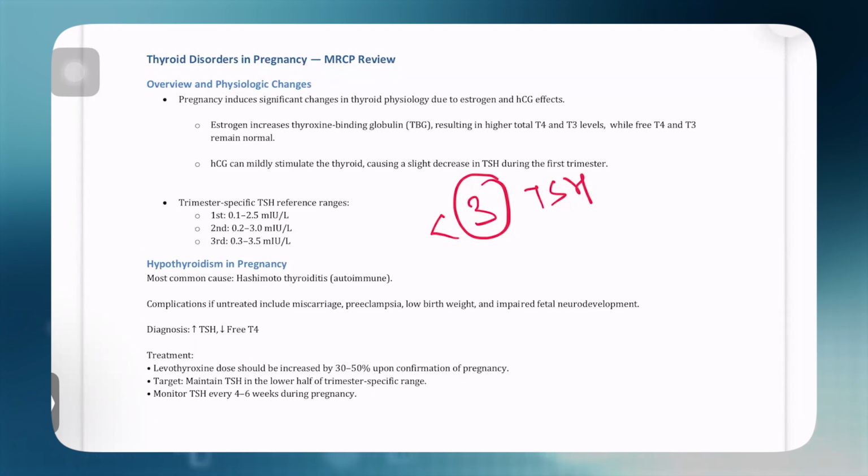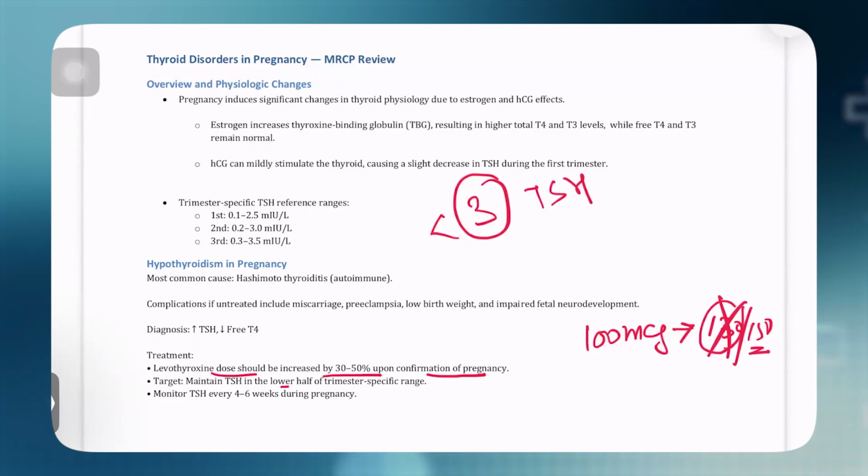So the norm is that the levothyroxine dose should be increased by 30 to 50% upon confirmation of pregnancy. Usually these patients are Hashimoto thyroiditis. So if they are taking 100 microgram of dose, then you increase the dose either to 130 or to 150. Because 130 tablet is not available, you directly go to 150. Maintain the TSH in the lower half of the trimester specific range. That means you need to keep it around 2 to 2.5.